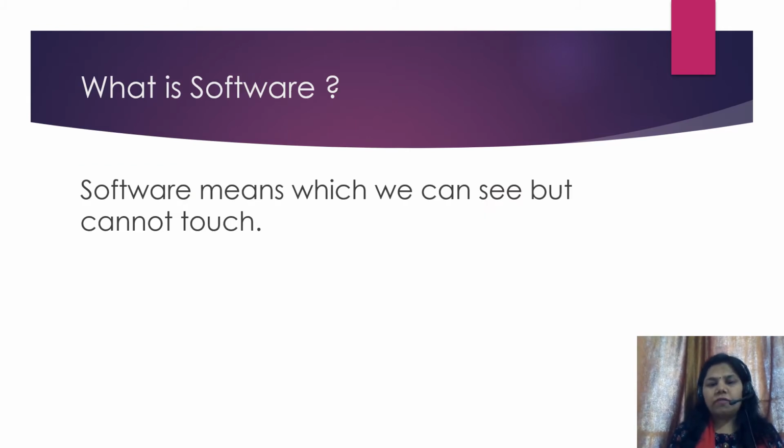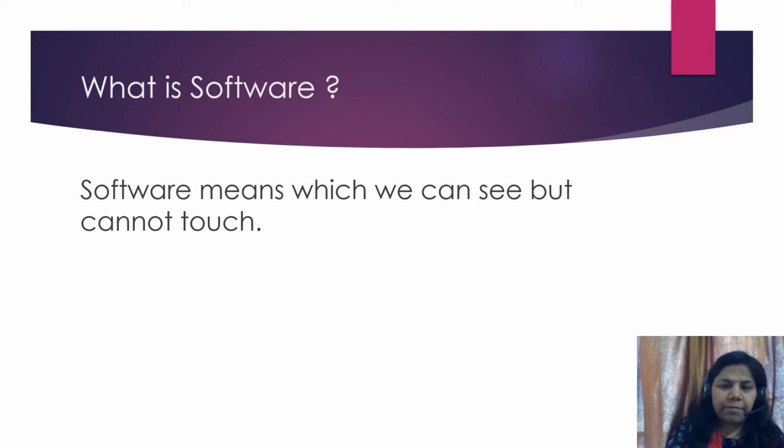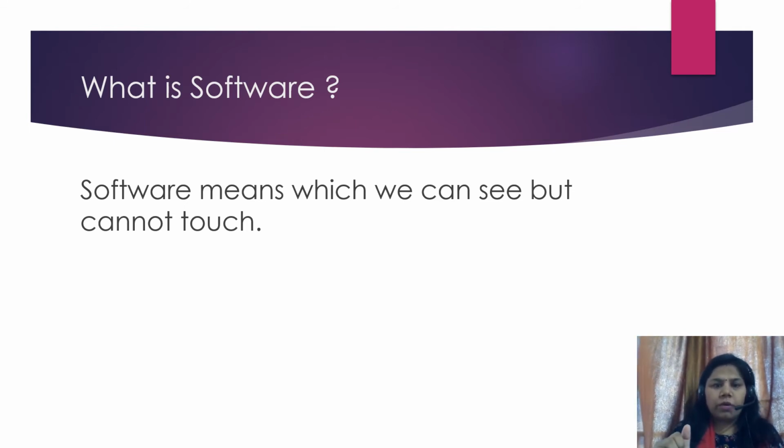Now what is software? Software means that which we can see but cannot touch. Like right now I am showing this PowerPoint presentation to you all. So I can see the things over here. But, for example, if I have pasted a picture of a mouse over here, can I touch that mouse? No, because that is inside this PowerPoint presentation. It is software. So these softwares I can only see but I cannot touch.